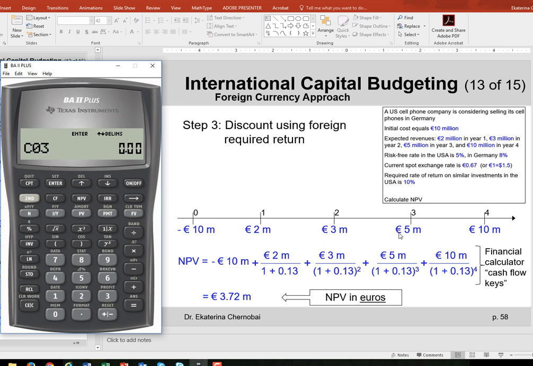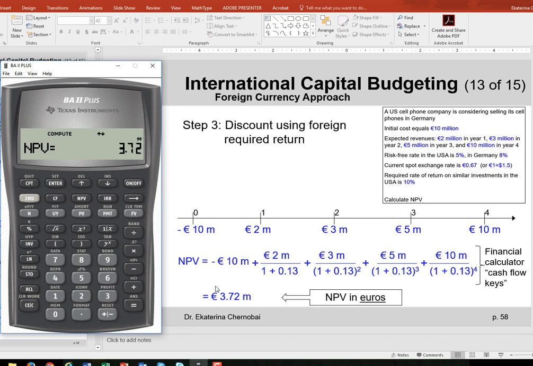Then for cash flow number 3, I need to enter 5 million euros, end of year 3. So I press 5, enter, down and down again. And cash flow number 4 in the future will be my last one. That's 10 million euros. 10, enter, down and down again. I'm done with entering my cash flows. Now I press the NPV button. It asks me for the I. That's where I put 13, enter, down, compute.